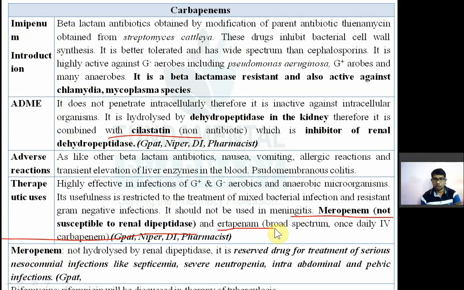Ertapenem is there, broad spectrum, daily IV dose. Then that is a carbapenem. Meropenem is a newer drug from carbapenem. Imipenem was older. Meropenem is also used nowadays. It is not hydrolyzed by renal dipeptidase and it is a reserved drug for serious nosocomial infection like septicemia, severe neutropenia, intra-abdominal and pelvic infection.